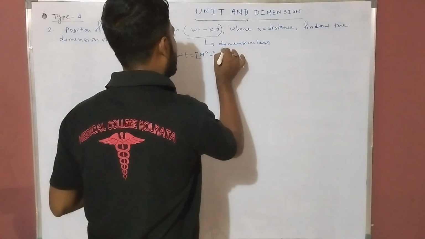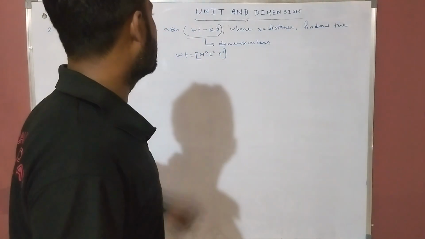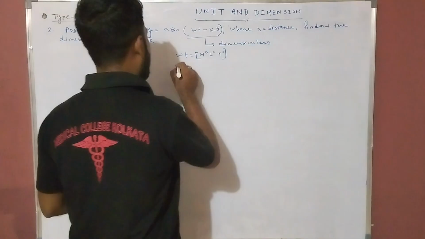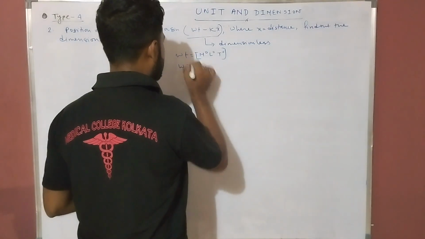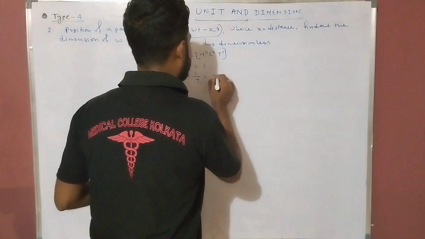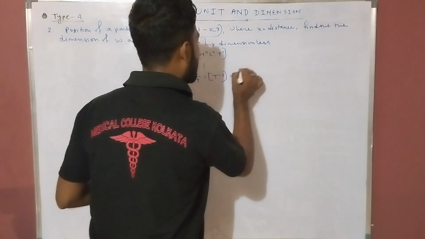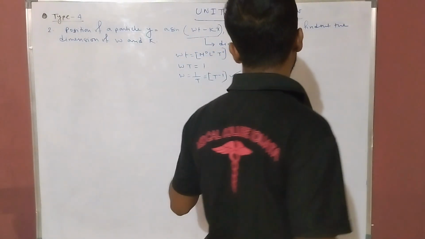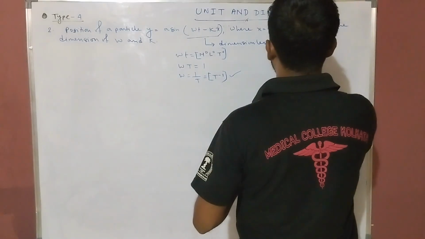So we can write omega t is equal to m to the power 0, l to the power 0, t to the power 0 means 1. So this t will be t. So omega is equal to 1 by t, means t to the power minus 1. This is the dimension of omega. And this is also dimensionless.